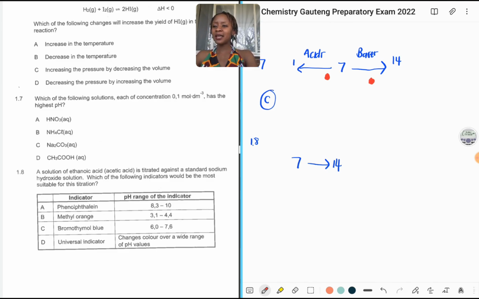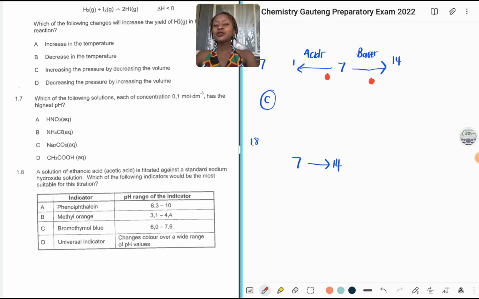So if I look then, it says which of the following indicators would be the most suitable for this titration? I will be looking at answers that are higher than a pH of 7. So we have phenolphthalein, which is between 8.3 to 10. We have methyl orange, we're not considering it, that is acidic. We have bromothymol blue, it's an option. And then D, universal indicator. I don't want to be using that because I don't want to be confused. So I will have an option between A and C.